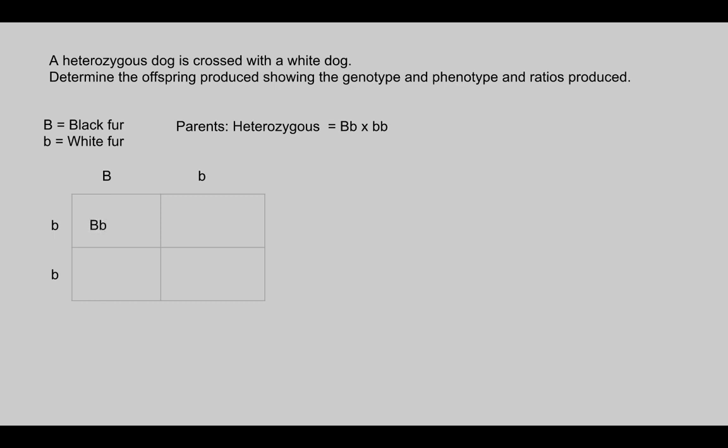Should be quite comfortable with this by now. So capital B small b, 2 small b's, capital B small b, 2 small b's, and this is going to produce offspring 2 times capital B small b, black, and 2 times small b, white. So we have a ratio of 2 black to 2 white, which we simplify to 1 black to 1 white.